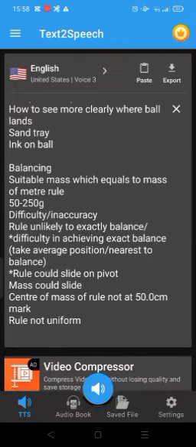Why it may not be correct to state that both pendulums, hanging bob and rule, have the same length: pivot at the 1 centimeter mark. Center of mass of the rule is not 50 centimeters below the pivot.